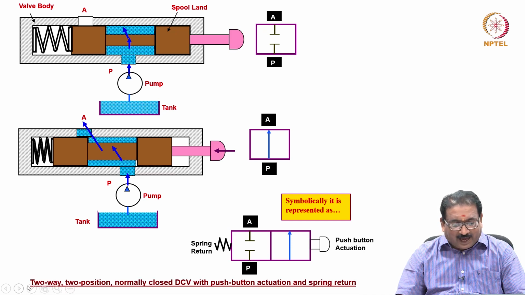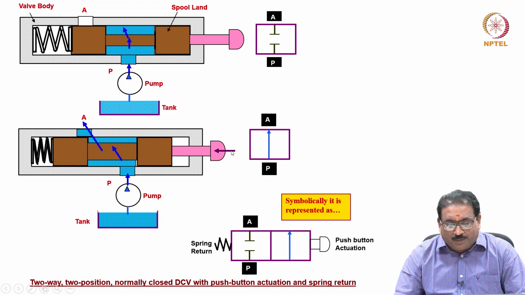It is completely read as two-way, two position, normally closed DCV with push button actuation and a spring return. Meaning here, friends, when you press one more time, what happens? The valve will get released and this stiff spring, which stored the energy previously, pushes back to get this configuration.